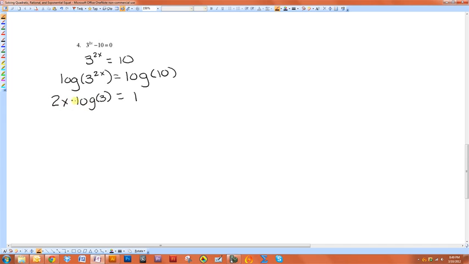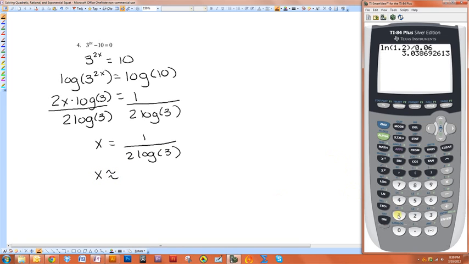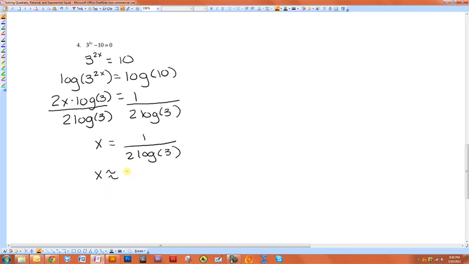Okay. So now I'm almost done. I want to get this x by itself, so I'm going to have to divide by 2 and by log of 3. So I just need to divide by 2 log 3. So that means x is equal to 1 over 2 log 3. Now that's the exact solution. If you wanted to round it, you would just do 1 divided by 2 times the log of 3, close your parentheses. That is approximately equal to 1.048. And that's it.